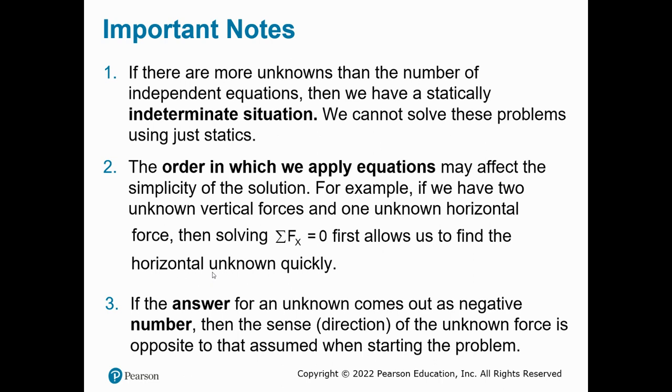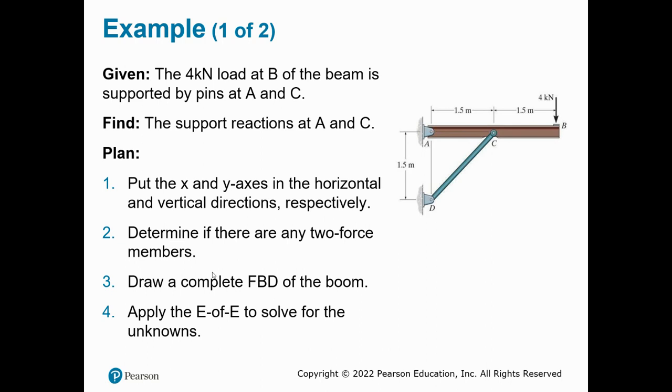The order in which you apply the equations may affect the simplicity of the solution. If we have two unknown vertical forces and one unknown horizontal force, then we do the horizontal equation first. Whichever equation is simpler, we do that equation first. And then number three, if the answer for an unknown comes out as a negative number, that does not mean it's incorrect. A negative number just means that the sense or direction of the unknown force is opposite to what we originally assumed. I will show you some examples in a little bit.